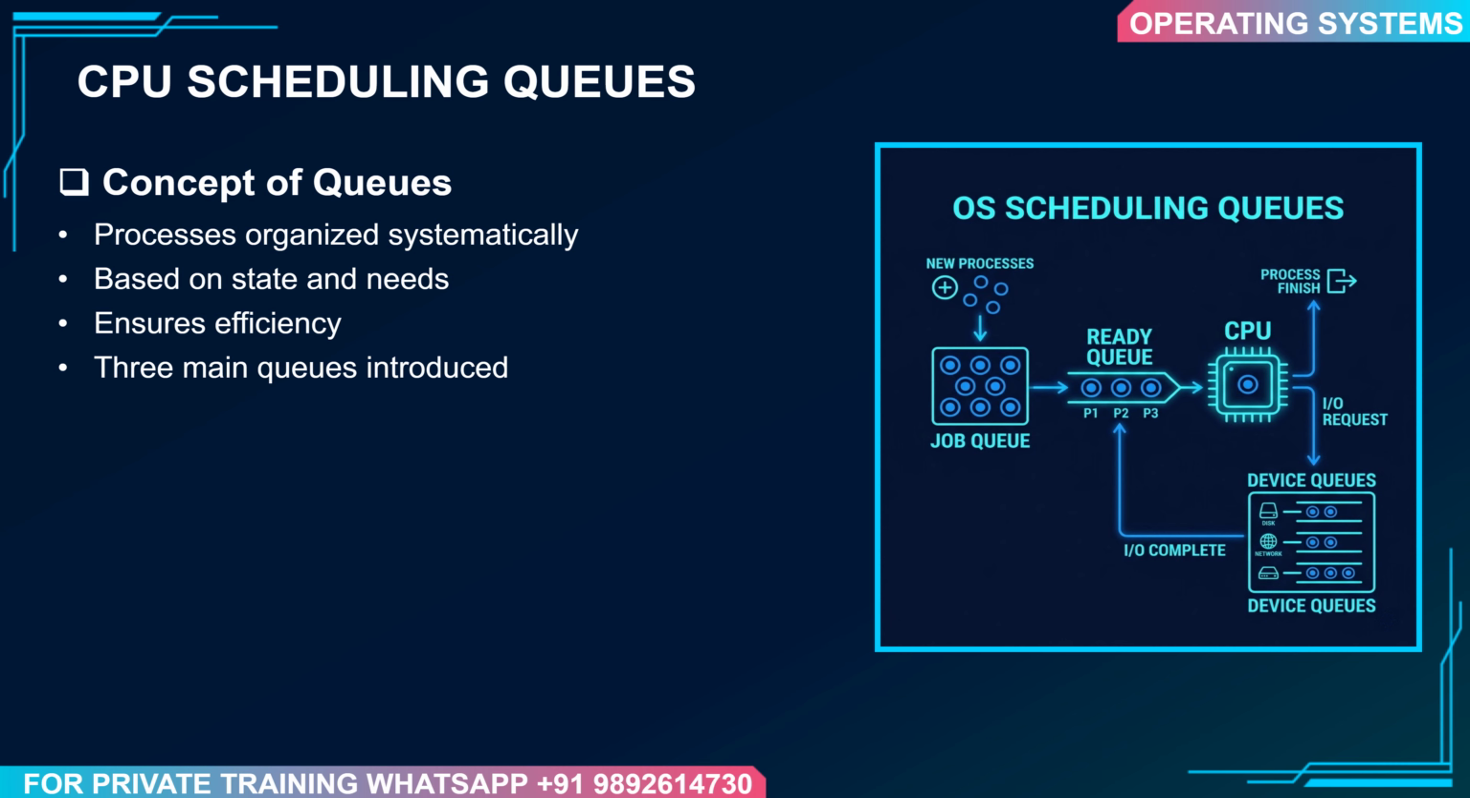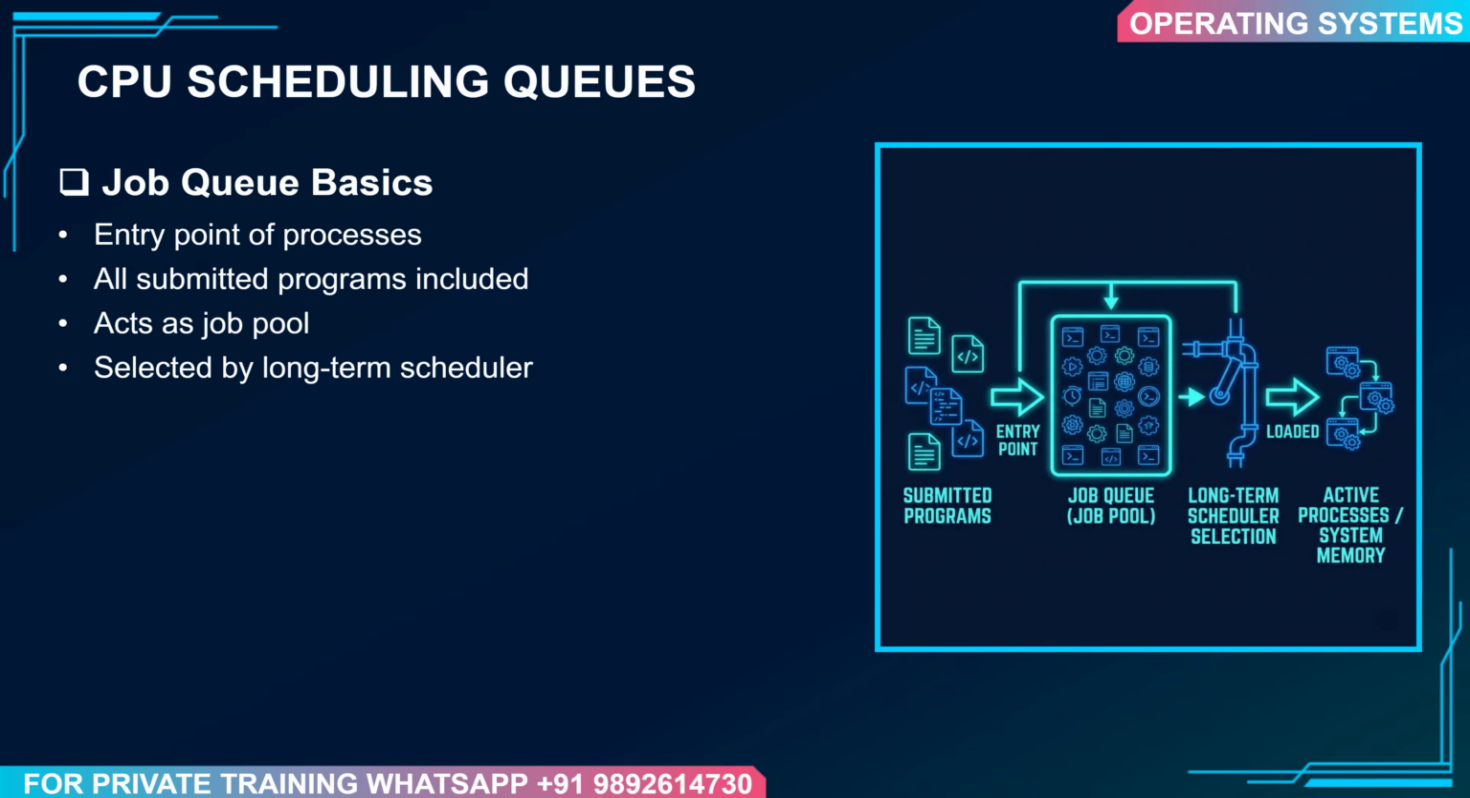Inside the operating system, processes don't just randomly compete for the CPU. They are carefully organized into different queues based on their current state and what they are waiting for. These queues help the OS keep everything structured and efficient. The three main ones you need to understand are the job queue, the ready queue, and the device queue. Let's start with the job queue.